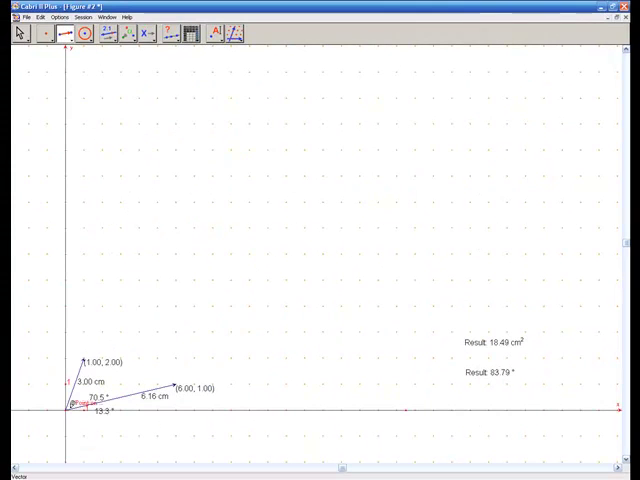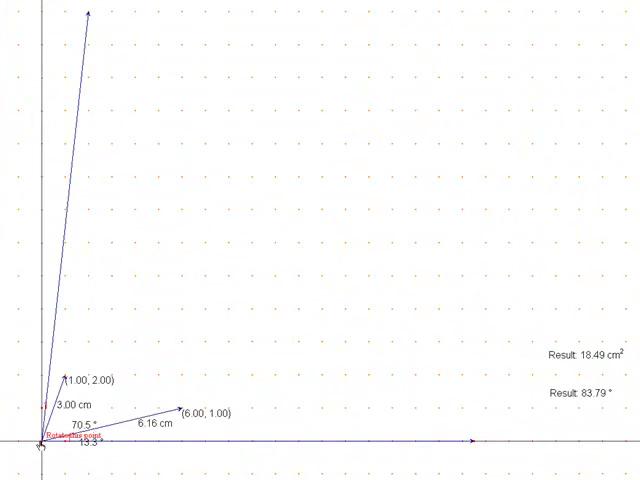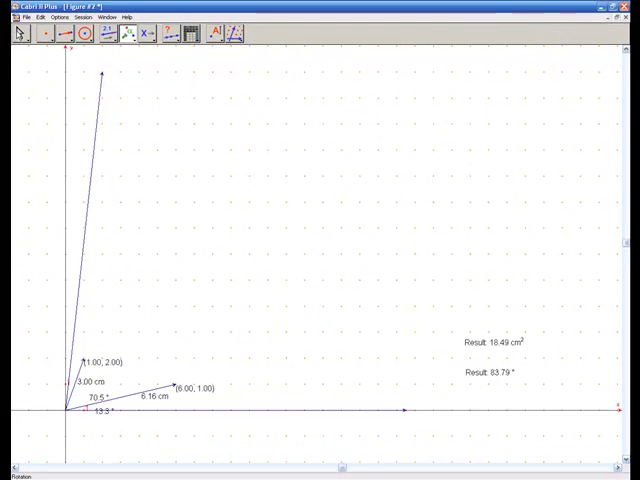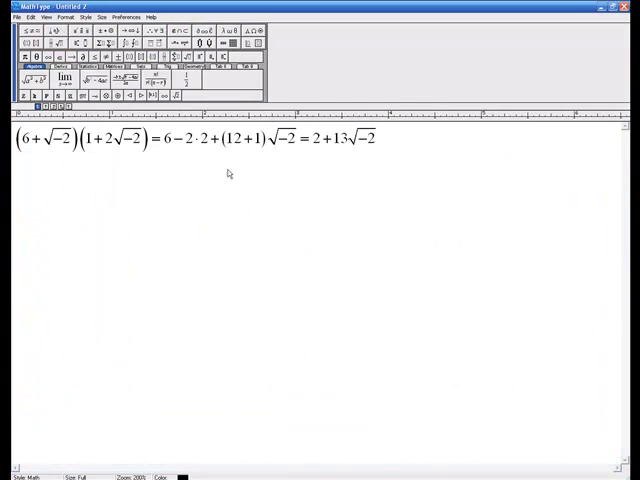And we're going to define a vector from this point to that point. Then we're going to rotate that vector by this angle around this point. And then we want to find out the coordinates of the point that it points to. And it's 2, 13.